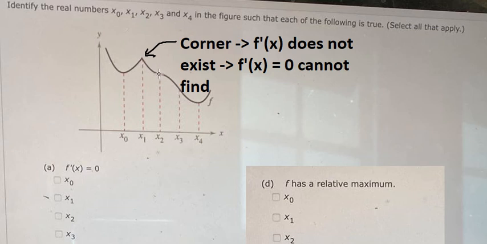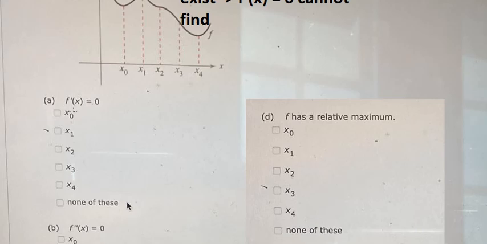And this point number 2, we see that they are the same too. So the answer for the question in here is this one, and this one. So here is the answer.